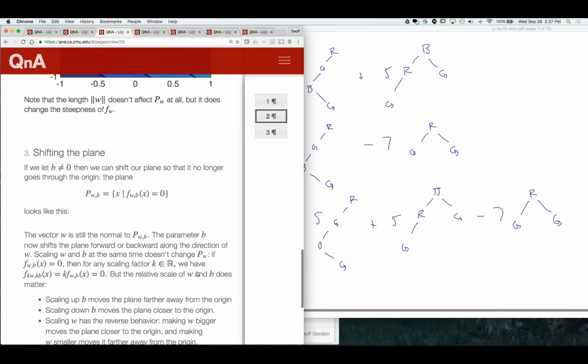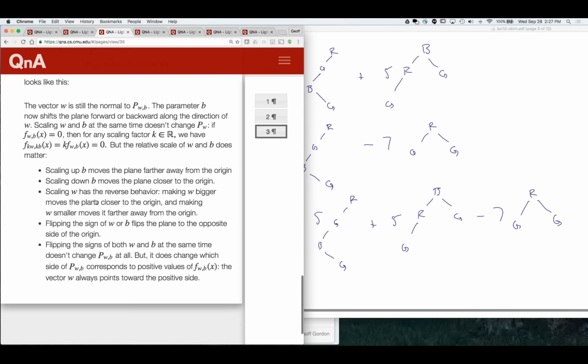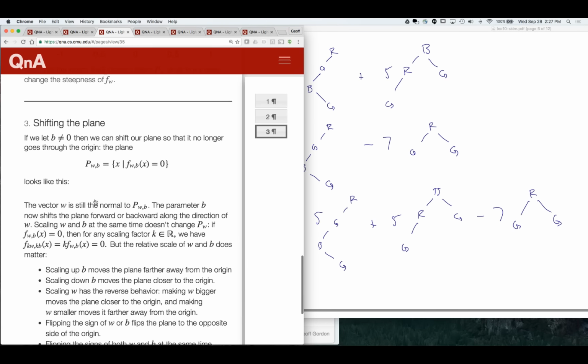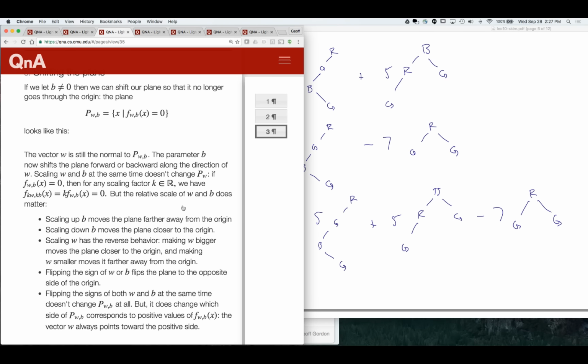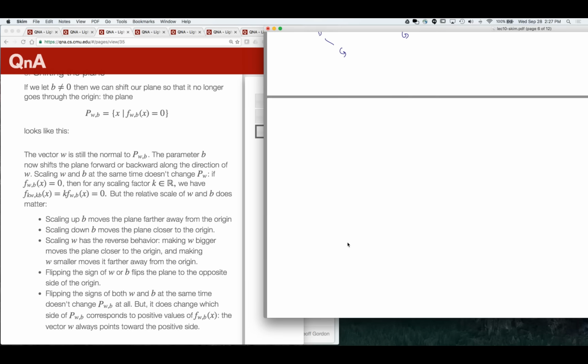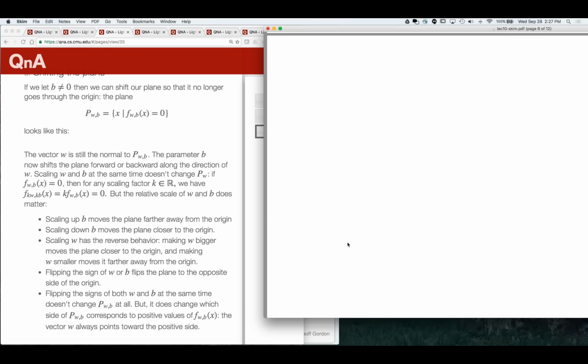And then we can shift the plane back and forth by taking the intercept to be non-zero, right? I did some examples of that in class before, but I'll draw another one. So here's our axes, here's our vector. If we take the intercept to be 0, it's going to define this plane.